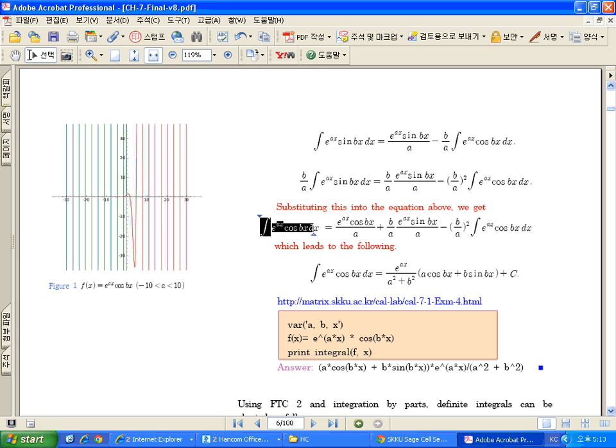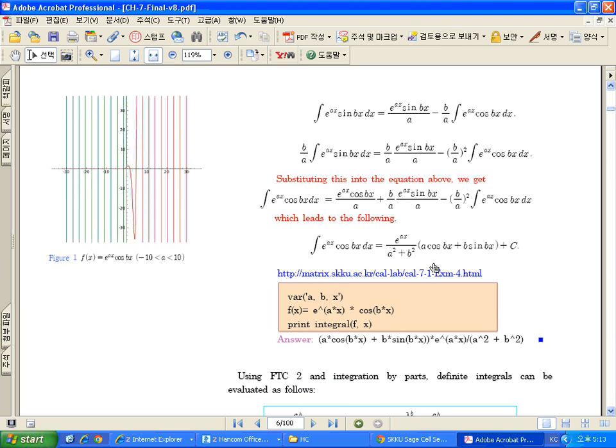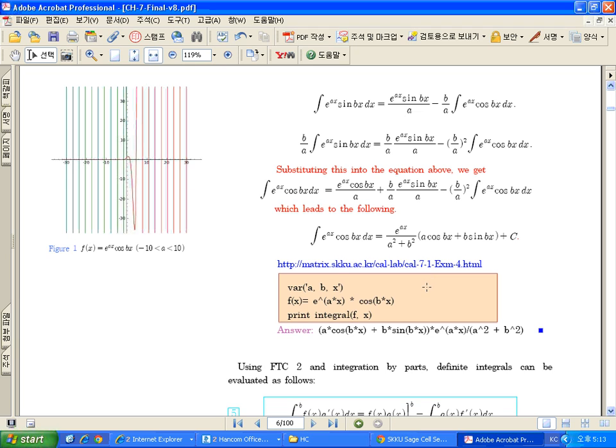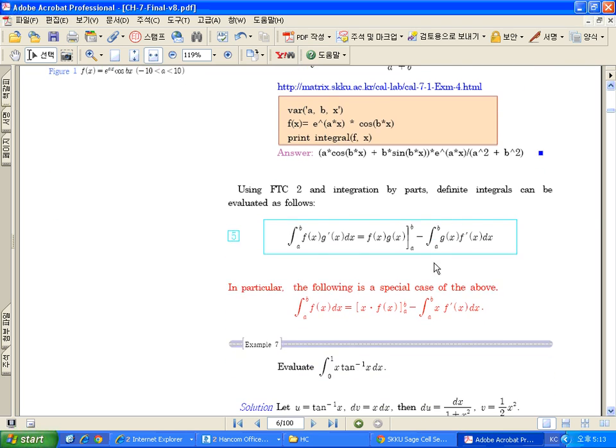Then we get that the original integral can be written as this, which leads to the following equation. That can be done with Sage. So I made a general tool for that as well. I will show it at the end of this section.